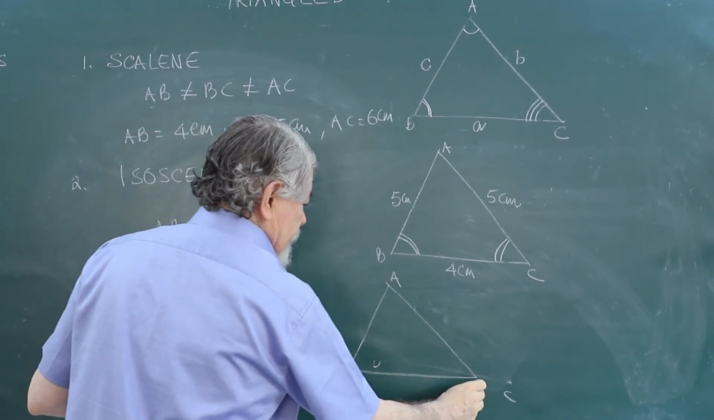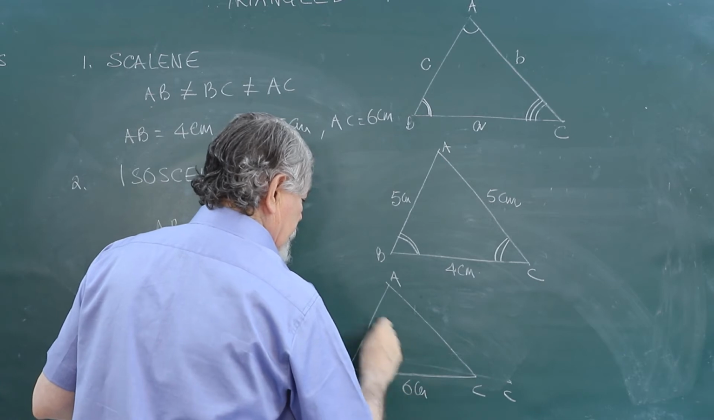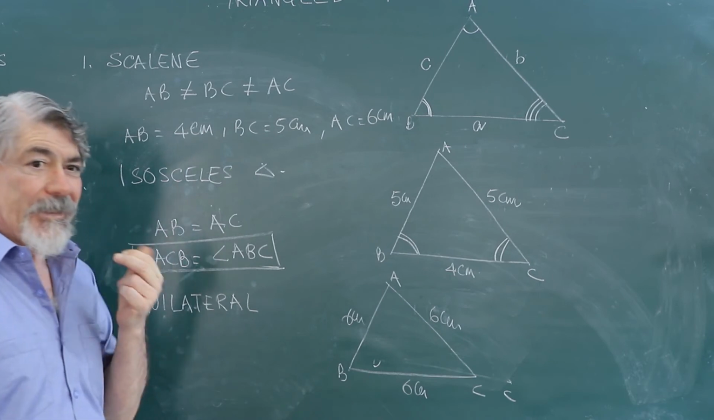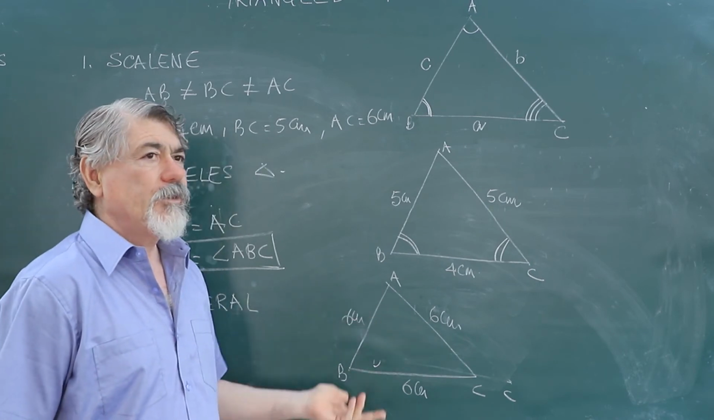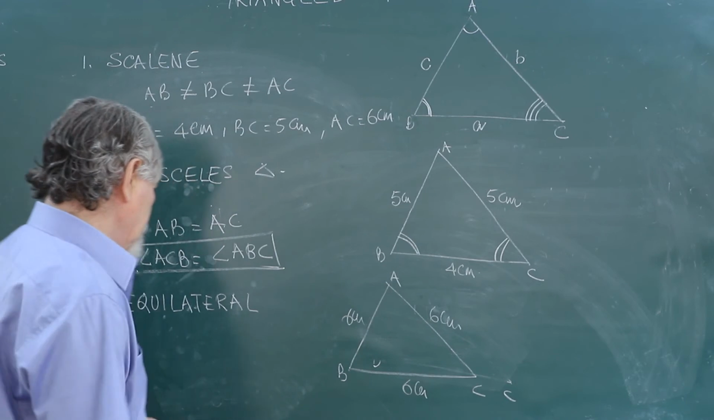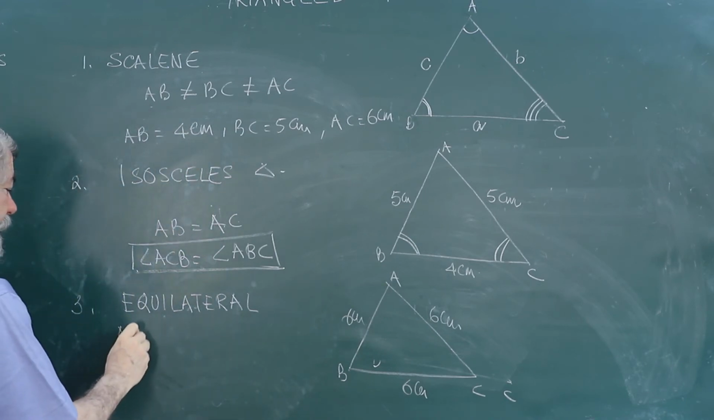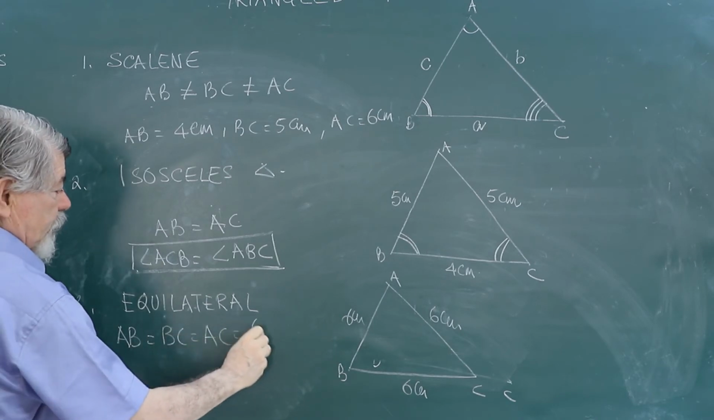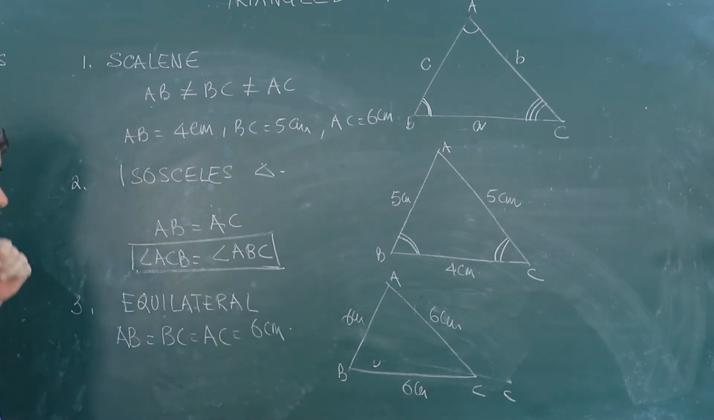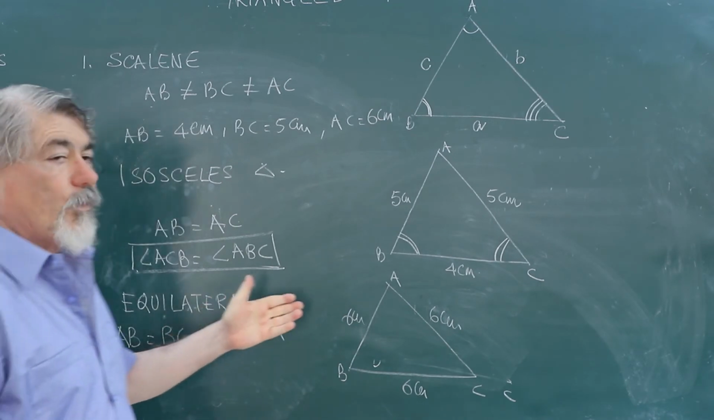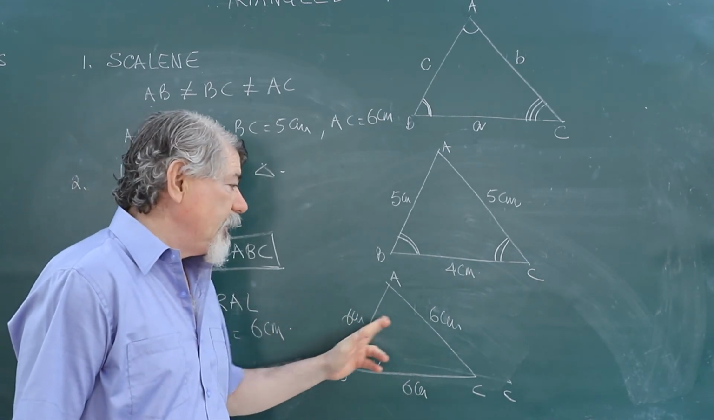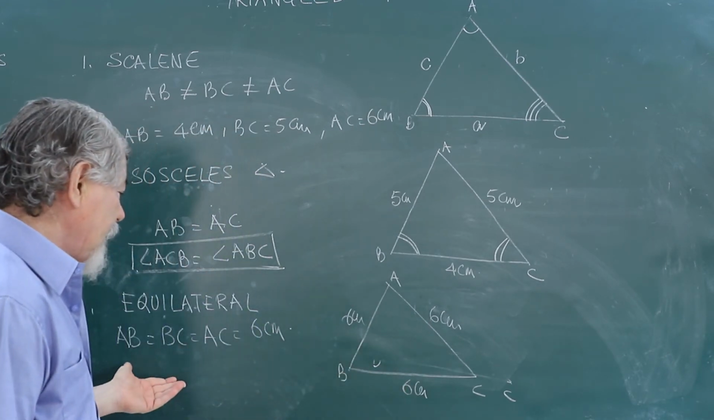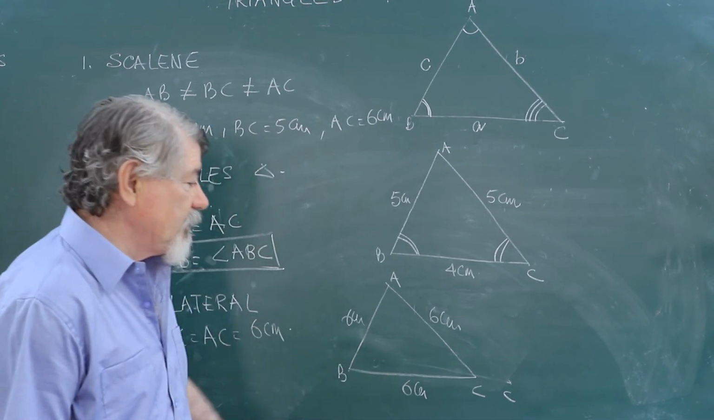A, B, C, 6 centimeter, 6 centimeter, 6 centimeter. I've just taken an example. You can take any values, but the sides have to be equal. In an equilateral triangle, all three sides of the triangle are equal: AB is equal to BC is equal to AC. Suppose I am saying 6 centimeter. If AB is equal to BC is equal to AC and all three sides are equal, it could be 6 centimeter, it could be 5 centimeter, it could be any length, then the triangle is called an equilateral triangle.